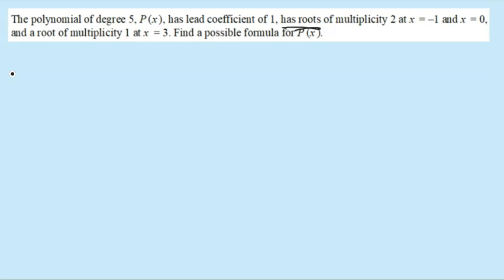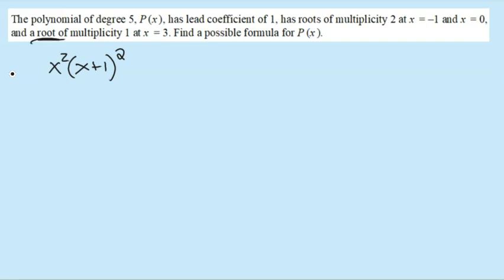It says that it has roots with multiplicity of 2 at x equals negative 1. And that means that we automatically, if the root is x equals negative 1, the factor is x plus 1. And that one has a multiplicity of 2. So we'll put a square on that. And also at x equals 0. Well, what x do we have when it's x equals 0? Well, that's x minus 0. Well, what's x minus 0? Well, that's just x. So just x, which has a multiplicity of 2, that's x squared. So put x squared right here.